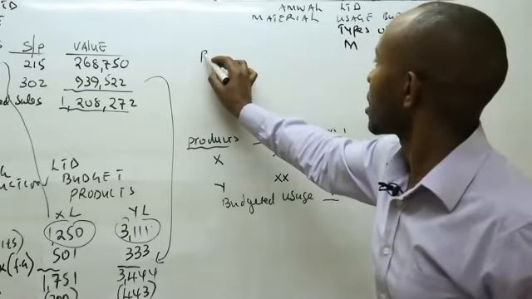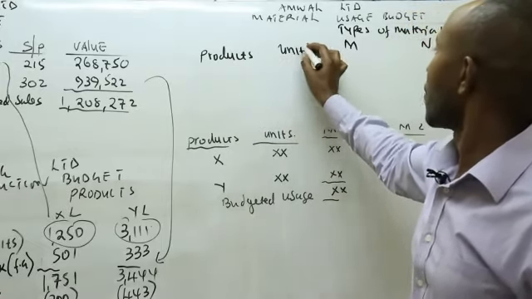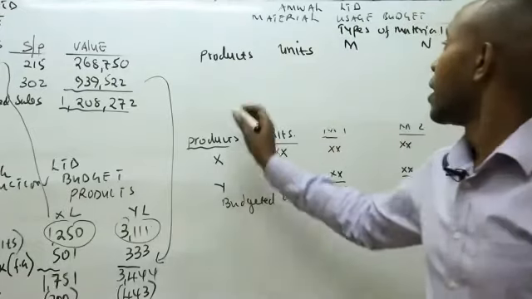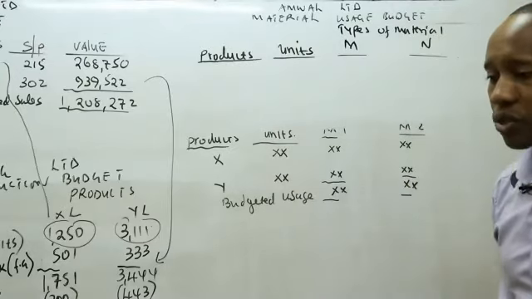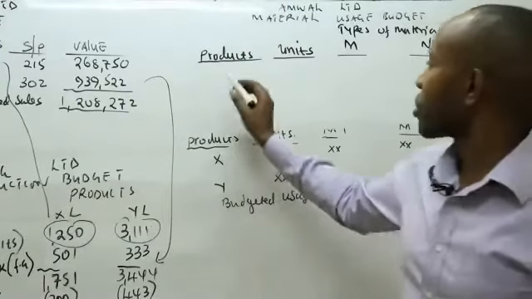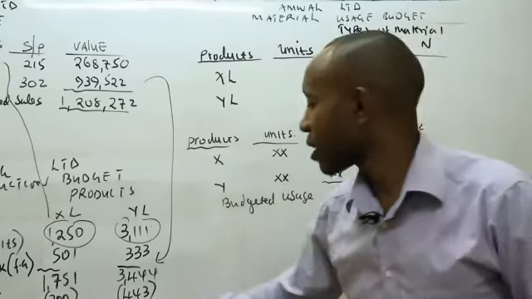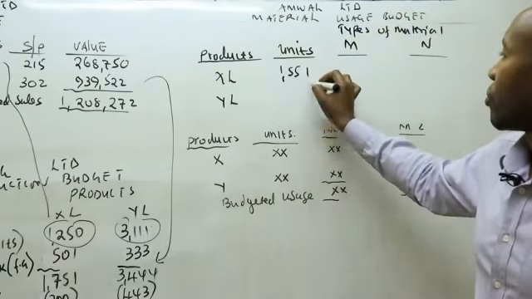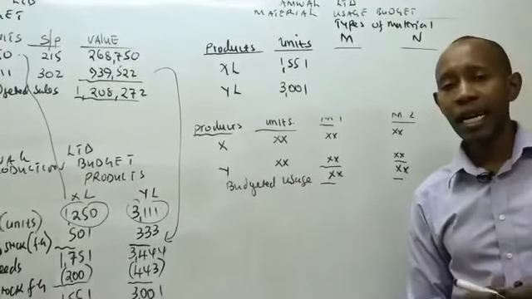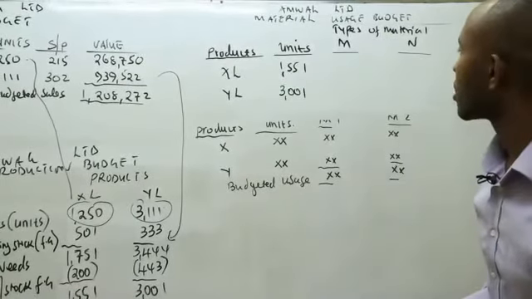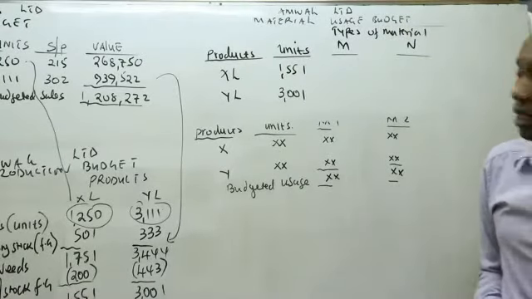Then I have the products that I'm producing here and the units that I want to produce. So the products that I'm producing are XL and YL. The budgeted production is what I have here: 1551 and 3001.